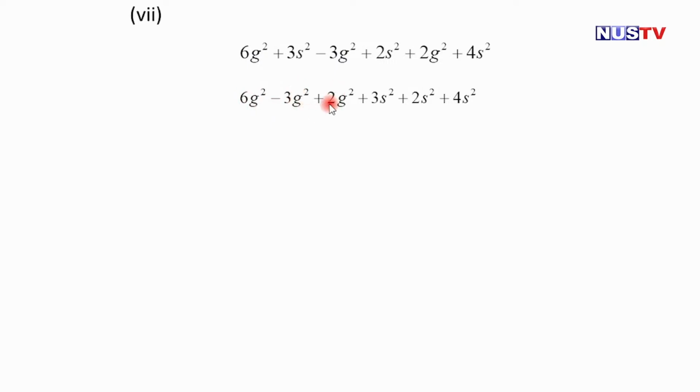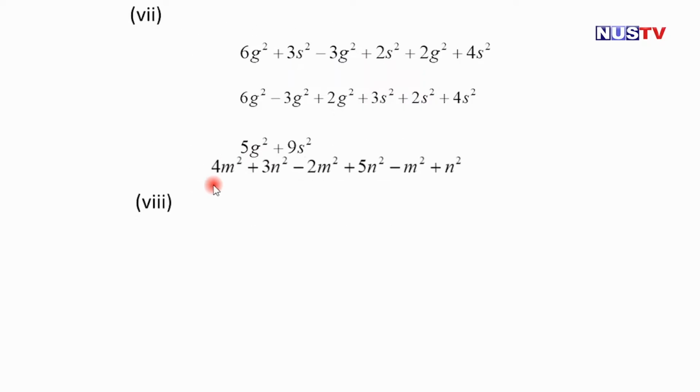So 6 minus 3 plus 2 gives you a 5g squared. And then 3 plus 2 is 5 plus 4 is 9s squared. So the answer is 5g squared plus 9s squared. And of course you can't add unlike terms. They're both unlike terms. So okay, let's go to the next one.